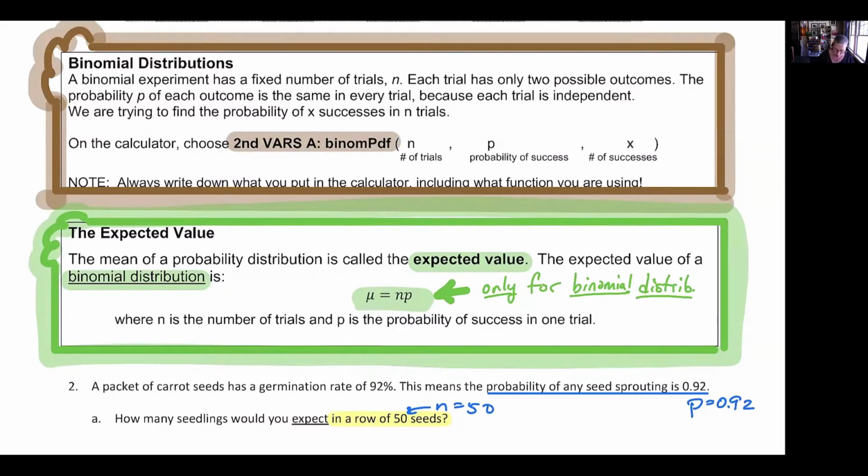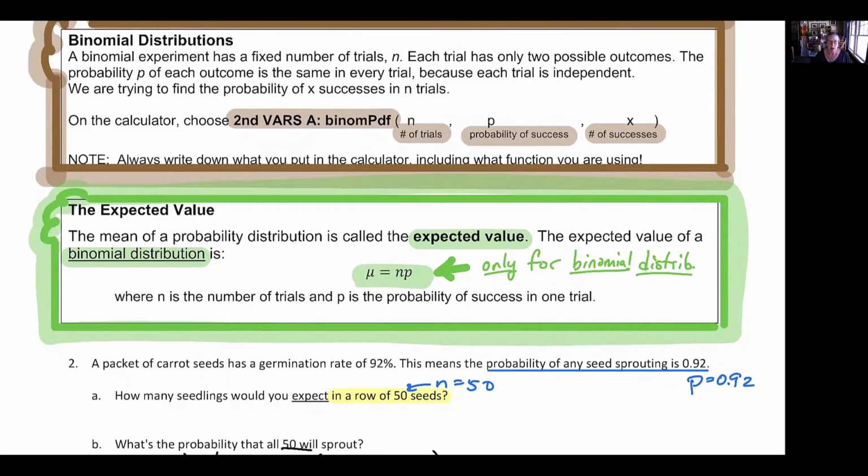But remember, if you have an older calculator, it might not be A, it might be 0. All we're doing is putting in the number of trials, the probability of success of those trials, and then the number of successes that we're interested in. Let's look at an example. It'll make a little more sense.